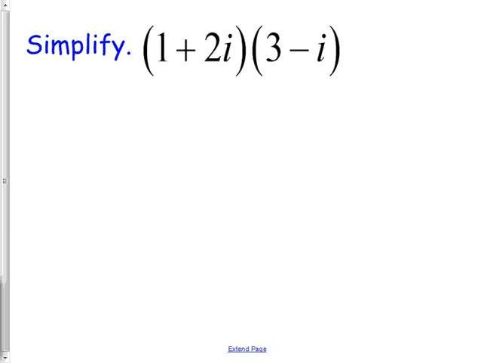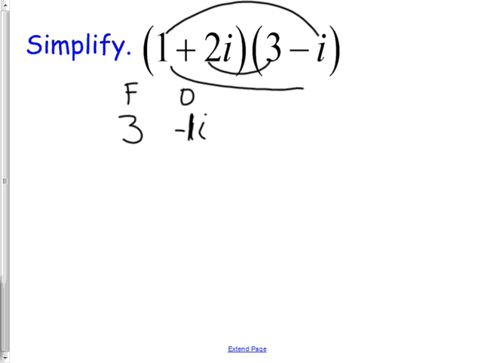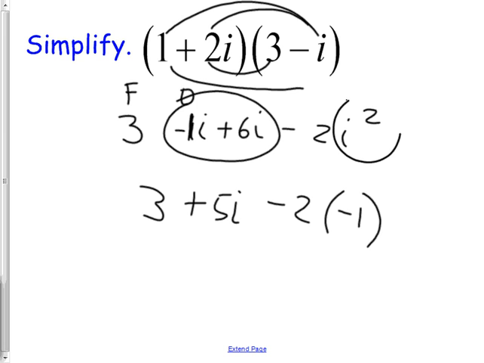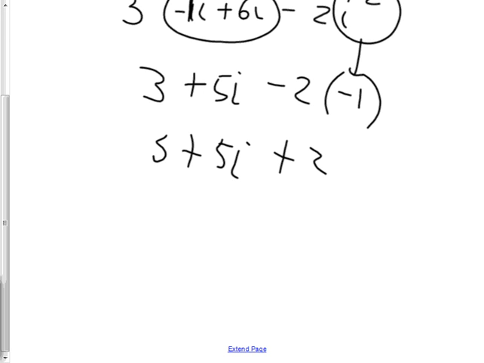First, outside, inside, last leads us to 3 times 1 is 3, and then the outside ones would make negative 1i. I messed that up. There we go. Negative 1i. And then the inside makes 6i. And then the lasts make 2i times negative i, makes negative 2i squared. Man, there's negatives running all over the place in this thing. So when you simplify it down, that's really the challenge, is keeping your i's and your negatives straight. And then negative 2 times negative 1, because that's what i squared is, leads us to 3 plus 5i plus 2, and then the 5 and the 2 go together, and you make 7 plus 5i.